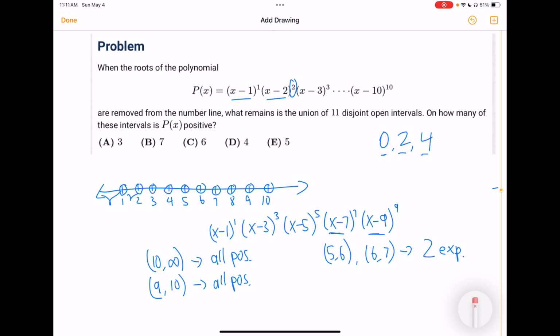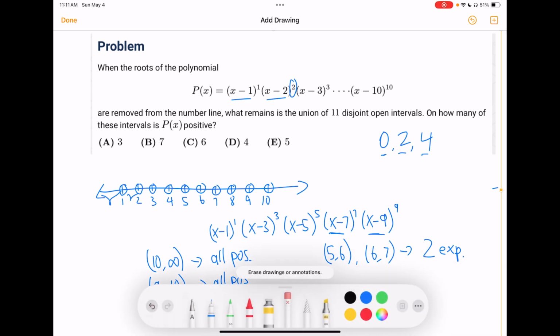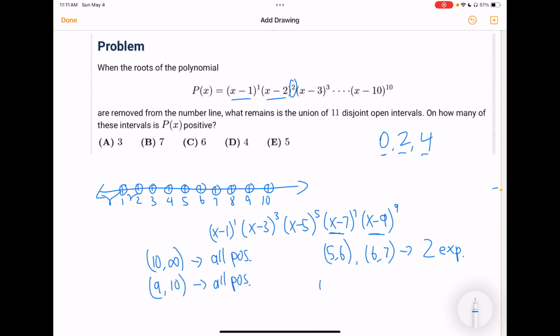And then on the interval of 1 to 2, and 2 to 3, this gives us 4 negative expressions. This is because, for example, 1 to 2 would be 1.5. 1.5 minus 3, 5, 7, and 9 are all negative. And then 2.5 minus 3, 5, 7, and 9 are all negative.